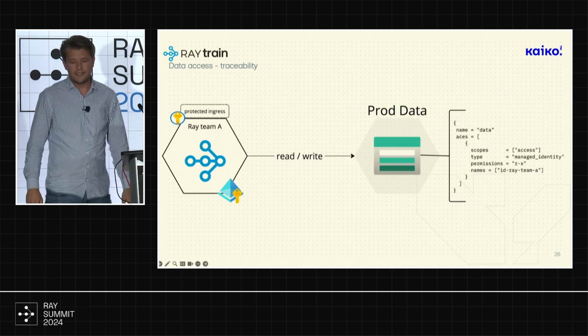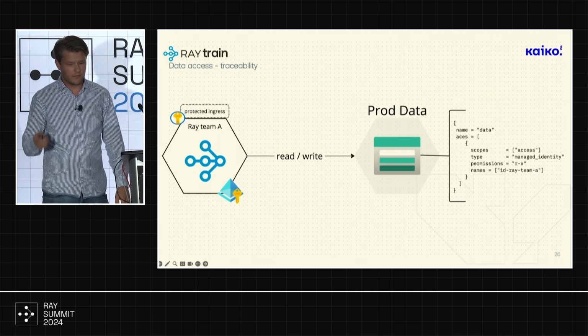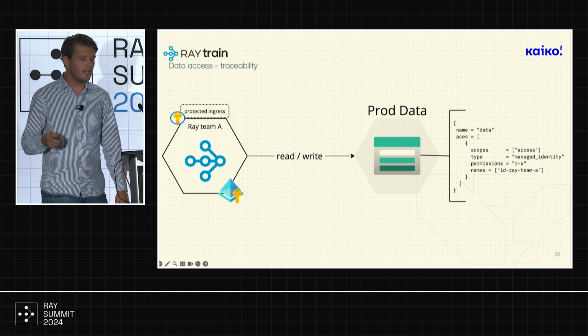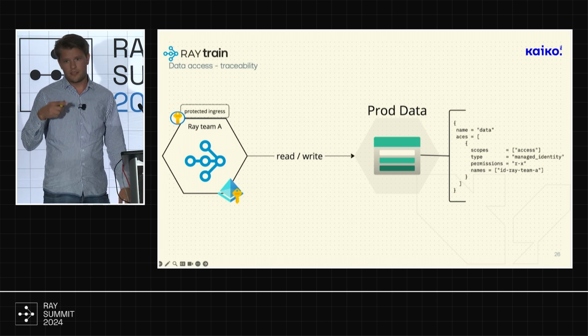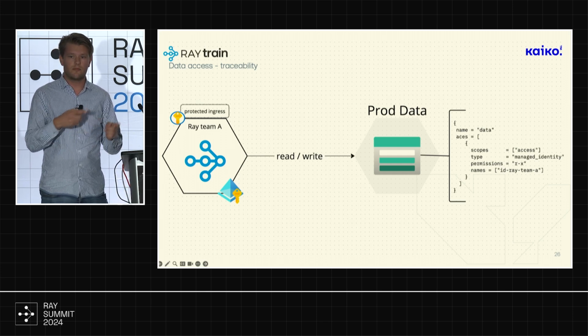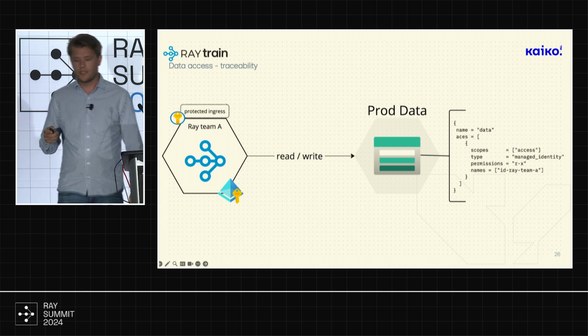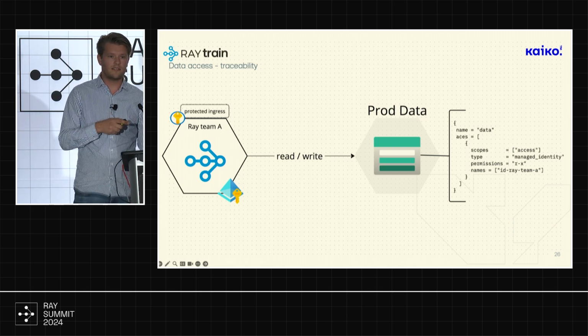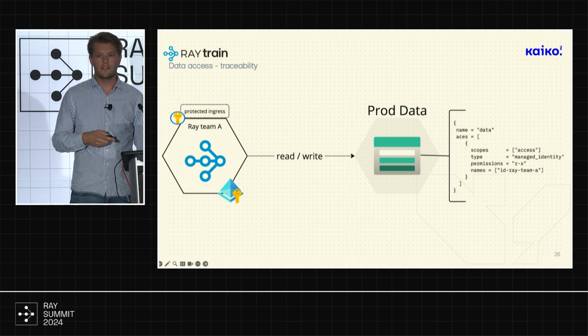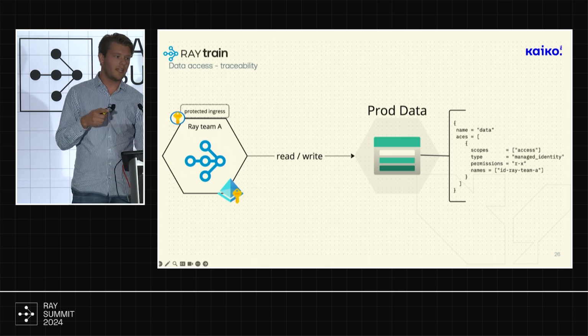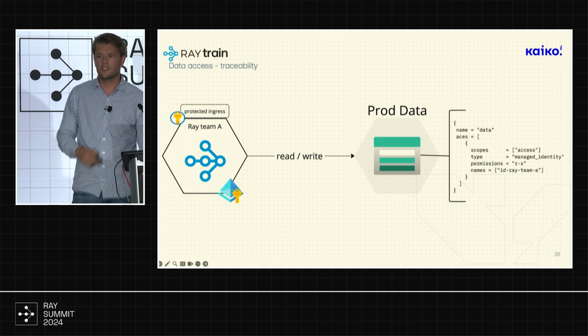Then the data access. As mentioned, for every cluster, we have a managed identity. That is then saying that this cluster can use this managed identity to access data in our storage. On a dataset level, we now have access rules which define that, for example, a certain managed identity can read a certain dataset or even write a certain dataset. And in this way, we can very specifically track which cluster can access which dataset.